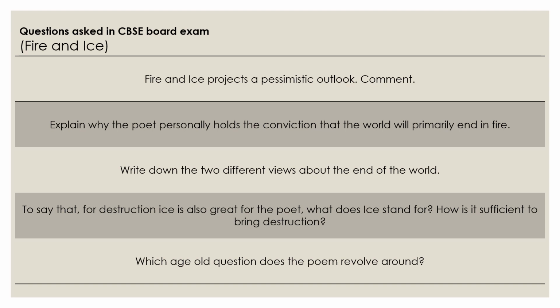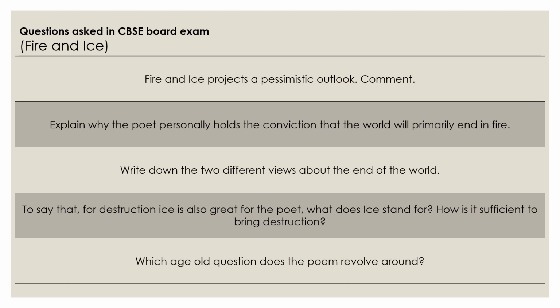The next question is, explain why the poet personally holds the conviction that the world will primarily end in fire. It means it is only because of the unbridled human desires that the earth will end in fire. Human desires are completely unbridled, uncontrollable, limitless, and this will become the first reason for the end of the world with fire. Write down the two different views about the end of the world.